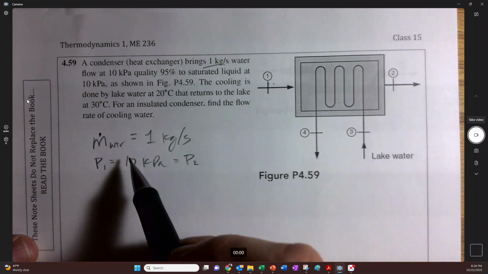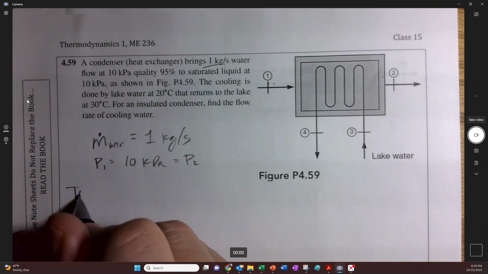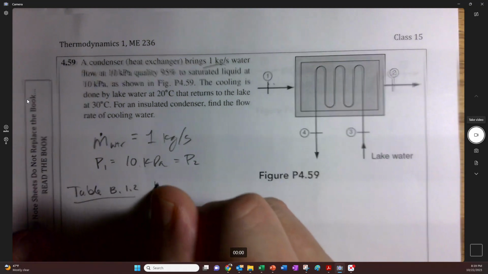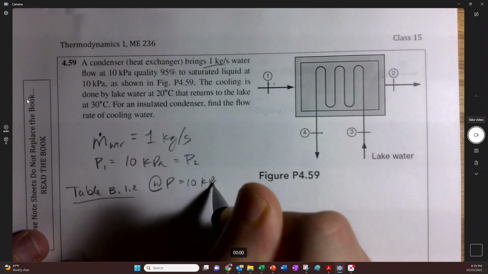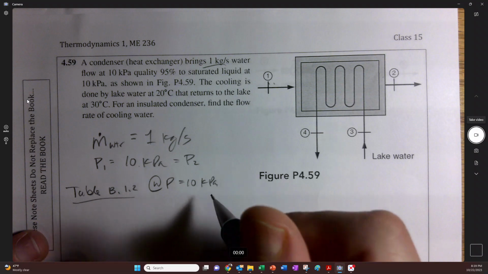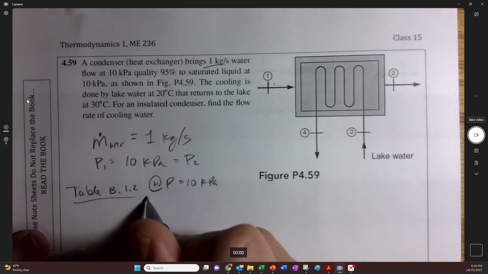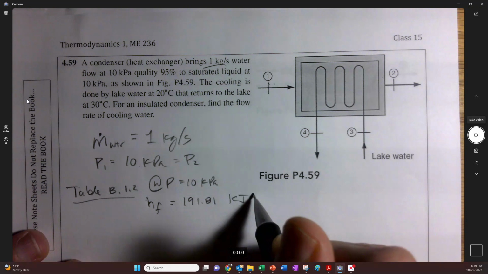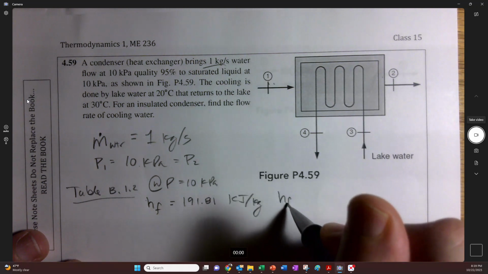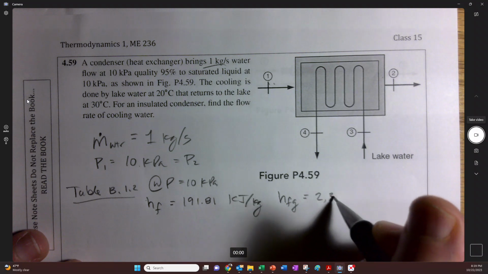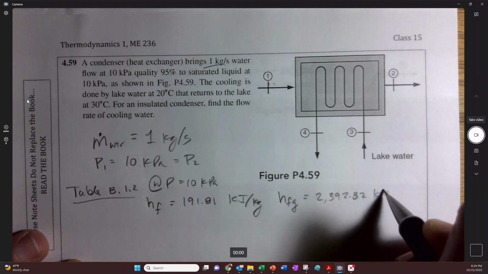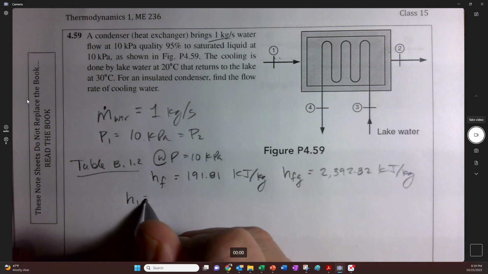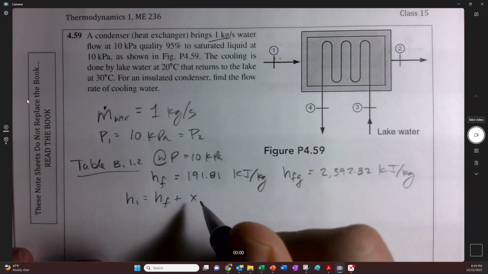So I've got to find out these properties. So I need to go to a table. So I go to table B.1.2 because I'm using 10 kilopascals. So at 10 kPa, the temperature I didn't bother to write down. So that's the kind of person I am. So we went to hf, which was equal to 191.81 kilojoules per kilogram, and hfg was 2,392.82 kilojoules per kilogram. So I found what my h1 is going to be: hf plus x times hfg.